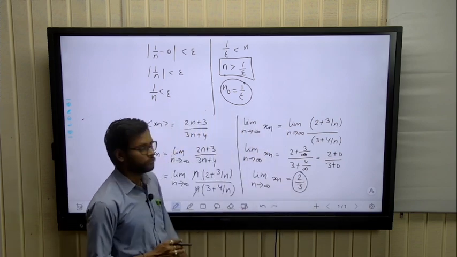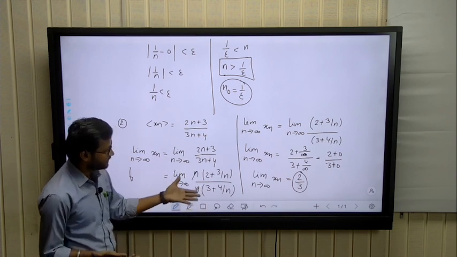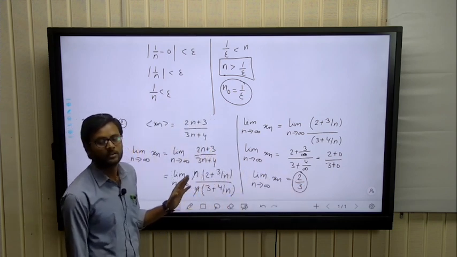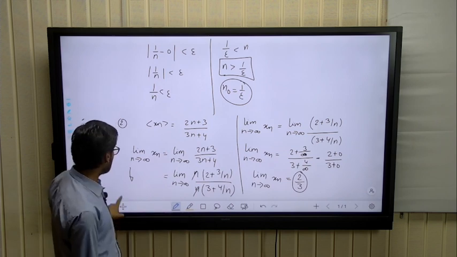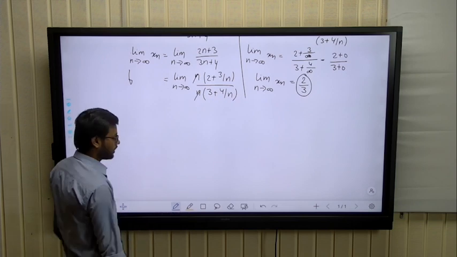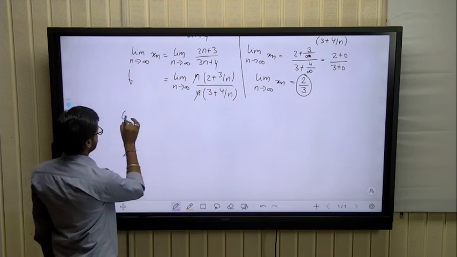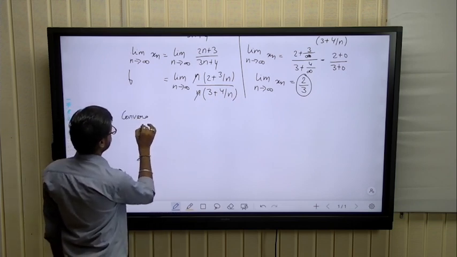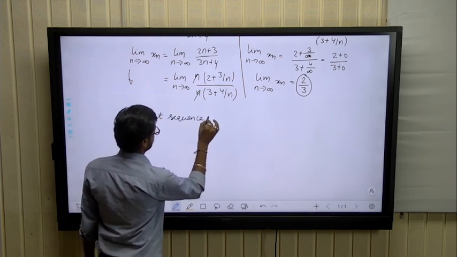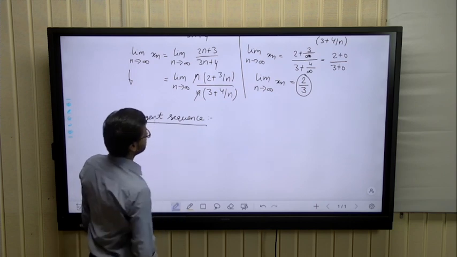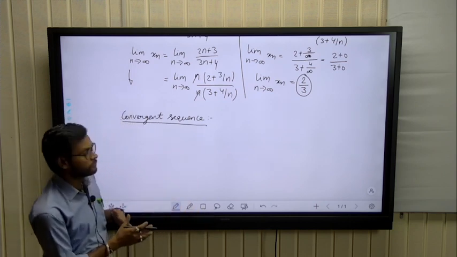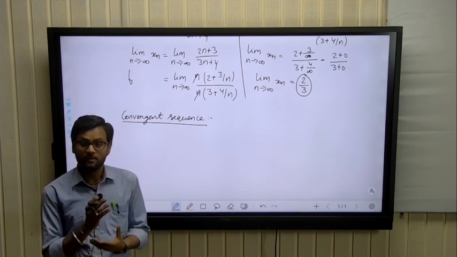Okay, now we see the limit of the sequence is 2 by 3. So, this is the method of finding the limit of a sequence. Now, we come to our topic, convergent sequence. First, we discuss the definition of a convergent sequence in a mathematical way.